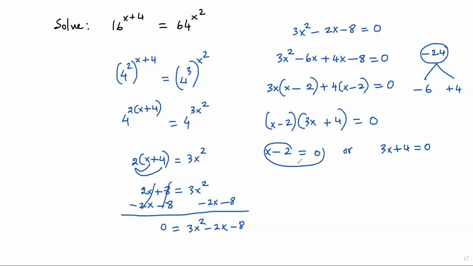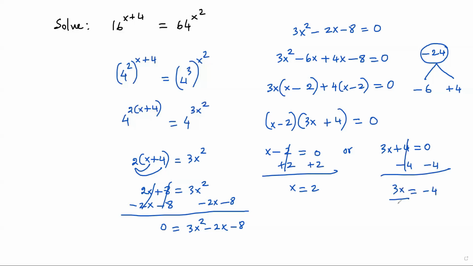To solve for x in this equation, I'm going to add 2 to both sides. So −2, +2 will cancel out. I get x is equal to 2. And to solve for x in this one, first I subtract 4 from both sides, to isolate x. The +4, −4 will cancel out. I get 3x is equal to −4. Then I divide both sides by 3. So 3 will cancel out. I get x is equal to −4/3.